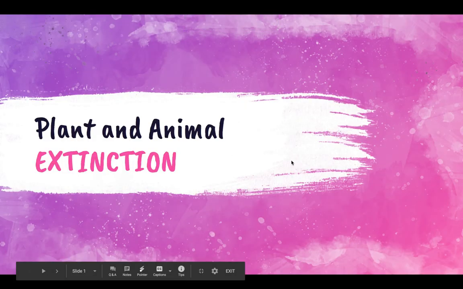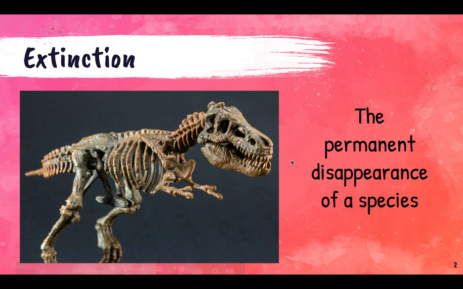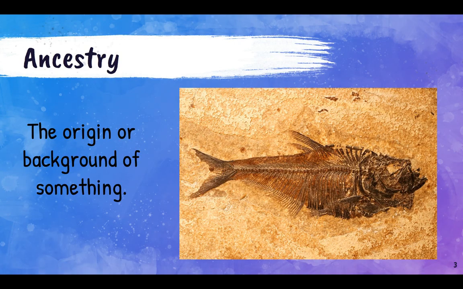Plant and animal extinction. So, we're going to go over some of the vocab to start. Extinction is the permanent disappearance of a species. I think a lot of you should be a little bit familiar with that. Ancestry is the origin or background of something. So, yes, you might hear that for people, but animals and plants have an ancestry too.